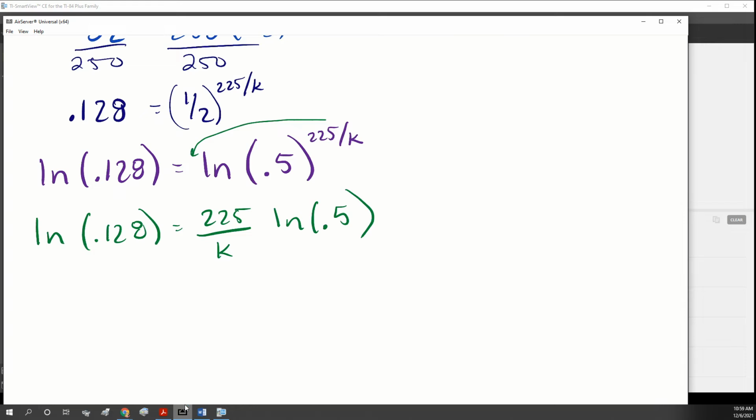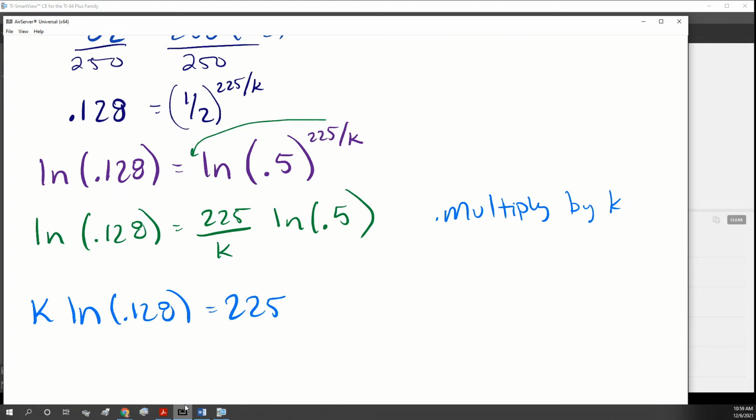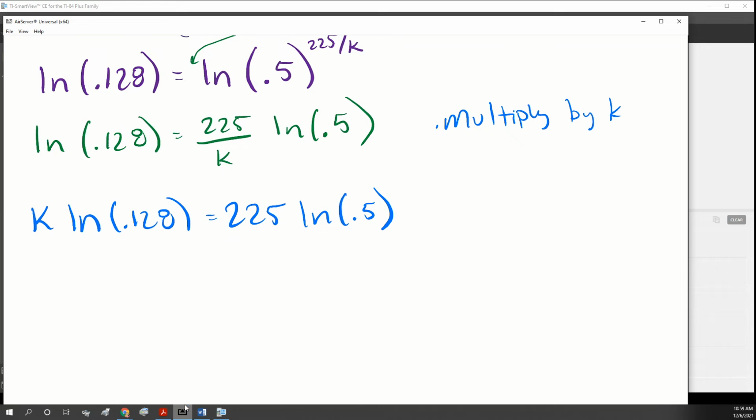Okay, so there's lots of different things we can do to solve this. I think the easiest way is to think about like that k is in the denominator, but we can't solve for it when it's in the denominator. So if something's in the denominator that you don't want it there, what do you do with it? Multiply by it. So we're going to multiply by k. All right, and then finally we can just divide by the natural log of 0.128.